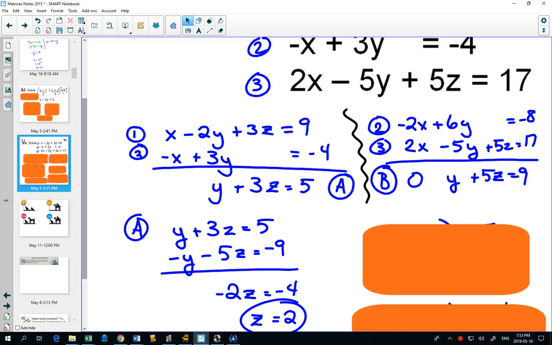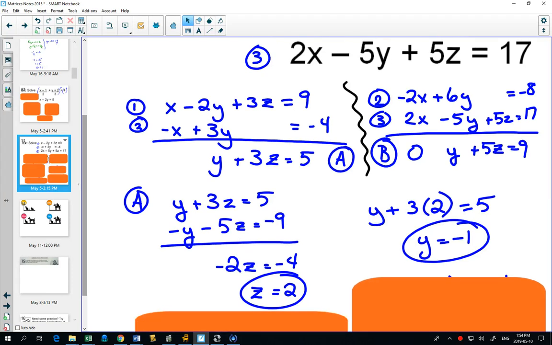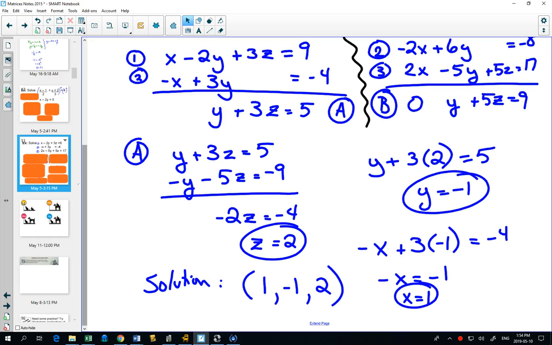Once you've got z is 2, you could plug that into either equation A or equation B and figure out what y is. And once you have z and y, you could plug both of those into equation 1, 2, or 3, and you could figure out what x is. And we write our solution as a coordinate with 3, x, y, and z: 1, negative 1, and 2. Now, this is a very typical method for solving a system of 3 equations where you choose one variable to eliminate first and then go from there.